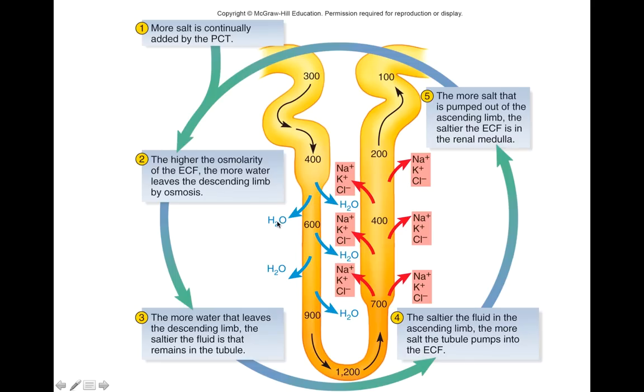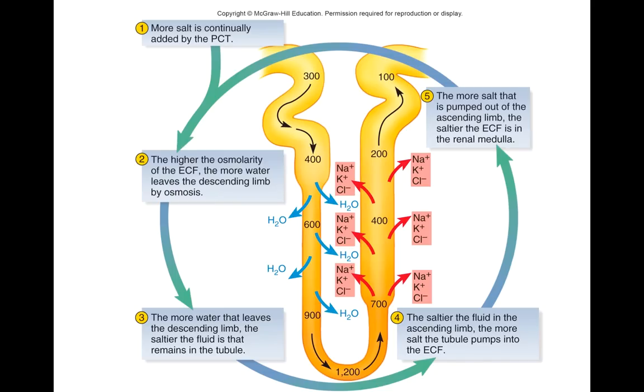You've got water leaving this renal tubule, this nephron loop, because it's attracted to the salt that's in the interstitial fluid. The more water that leaves this renal tubule, the saltier the interior of this nephron loop becomes. So more water leaves, now you're increasing the osmolarity of your nephron loop, it becomes saltier and saltier. The saltier the fluid in the ascending limb, the more this tubule is going to pump out these salts. So you see the sodium, potassium, chloride, it's all being pumped out into this extracellular fluid in the renal medulla.